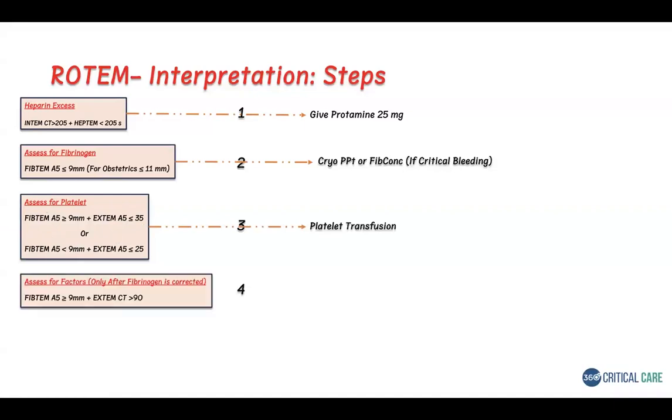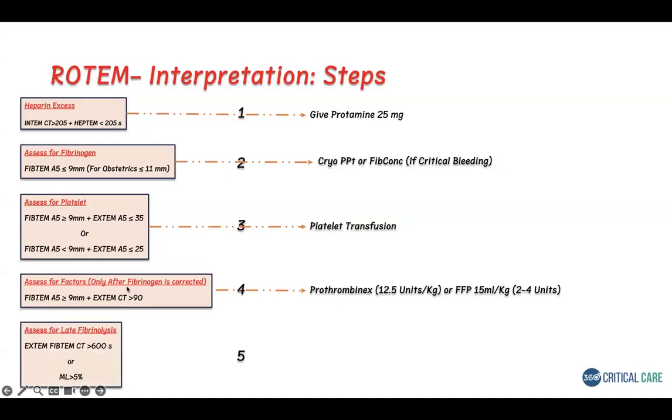The fourth thing then you look for is the FIBTEM A5 and EXTEM CT, clotting time, right? If the clotting time is high in the extrinsic pathway or EXTEM, if it is more than 90 seconds with a normal fibrinogen, then the problem is in coagulation factors and you have to give prothrombin complex to these patients. That means EXTEM CT is prolonged because of something, but the fibrinogen is normal. That means this is because of coagulation factors and not because of fibrinogen.